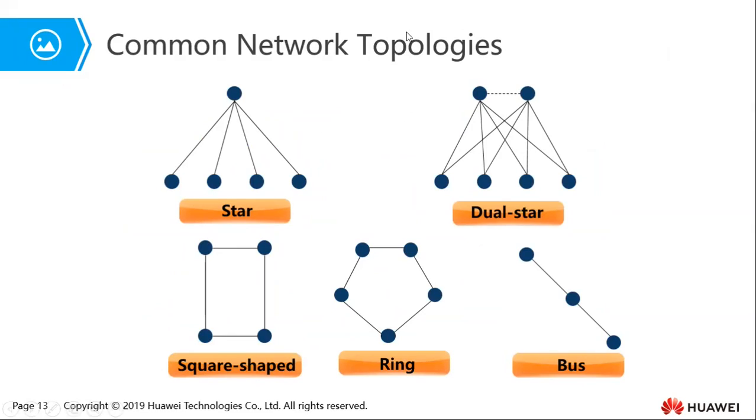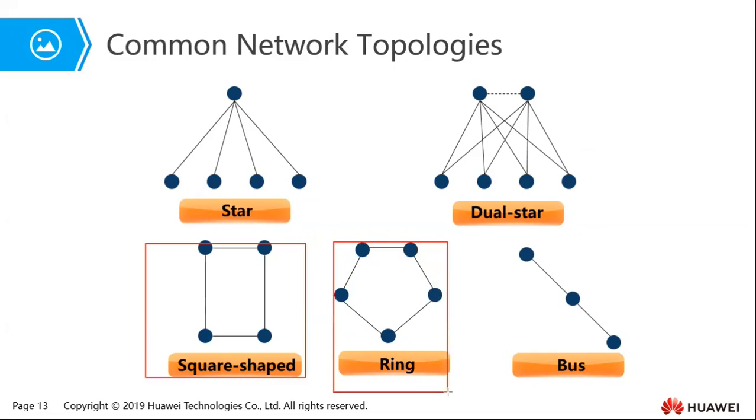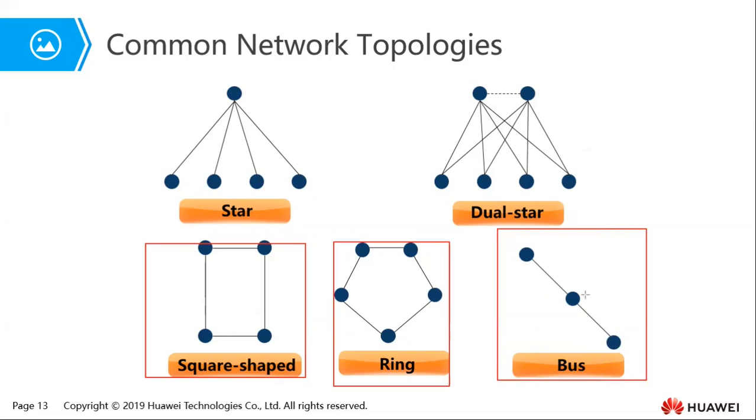Then in data centers again, we might have the square-shaped topology, which also provides redundancy, or ring topology, which might look like that. And the other common topology is the bus topology, where every device is connected to a single central link, which is referred to as the bus. So you should understand the advantages and disadvantages of these particular topologies.